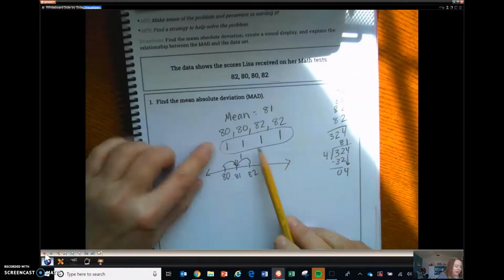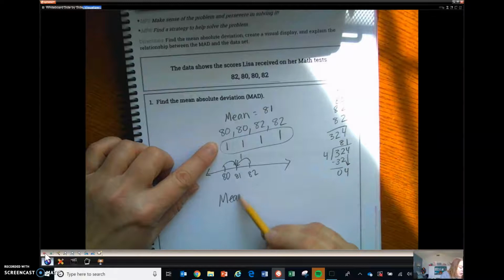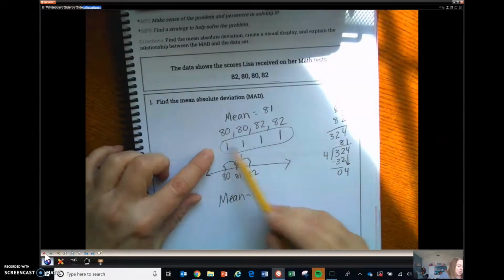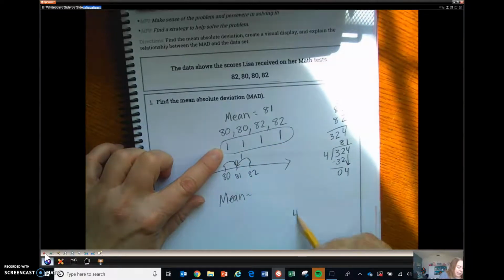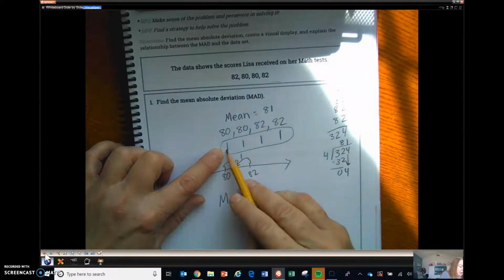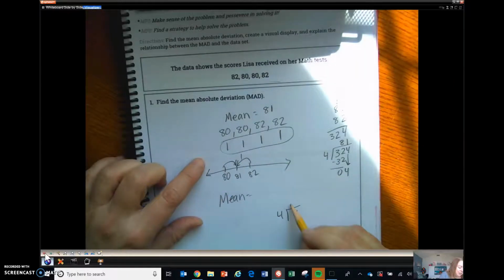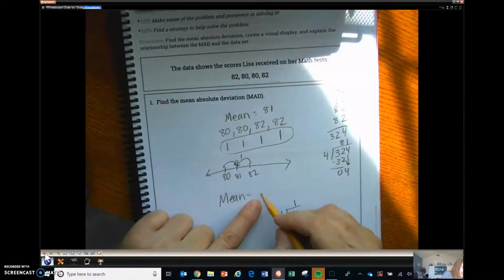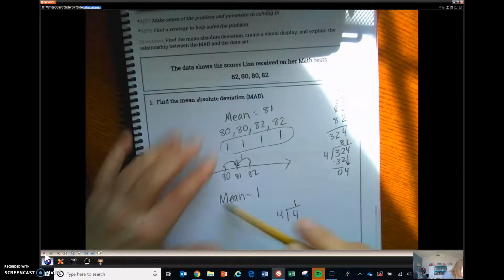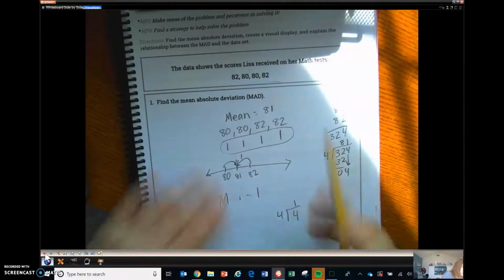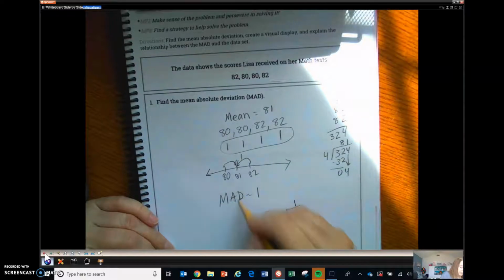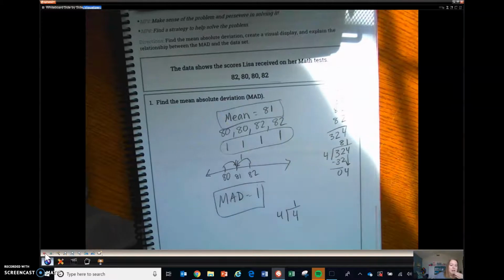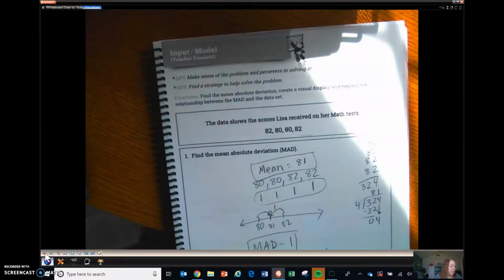So now I have to find the mean of those deviations from the mean. 1, 2, 3, 4. I add it and then I divide by how many numbers I have. I have 1, 2, 3, 4. 4 goes into 4 one time. Oops, the mean for that is 1. Or I should say the MAD for that is 1. So that's our MAD and that's our mean. Okay, don't worry, we'll do some more.